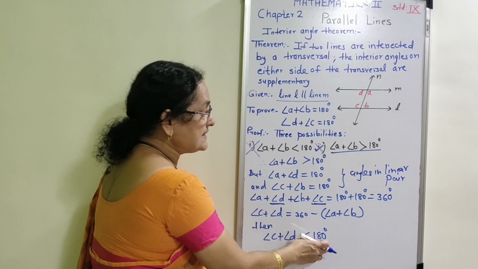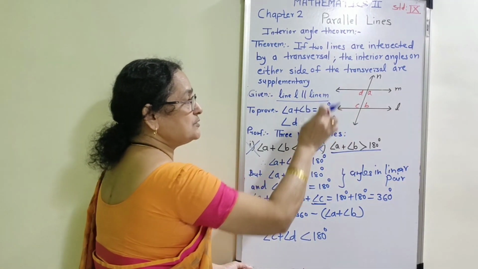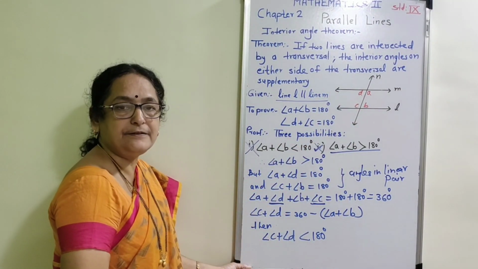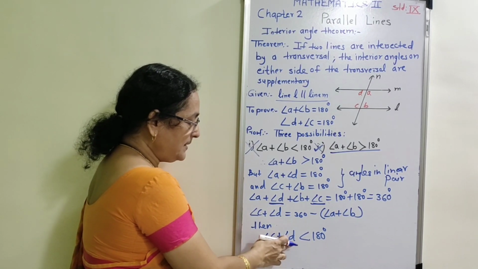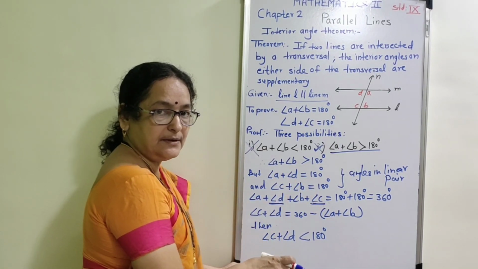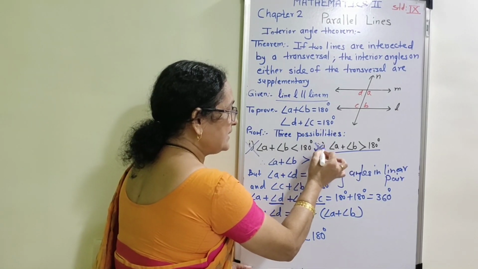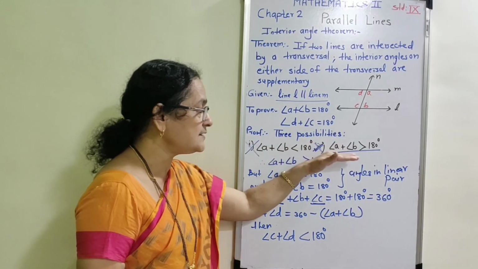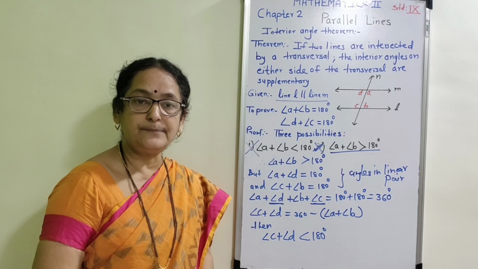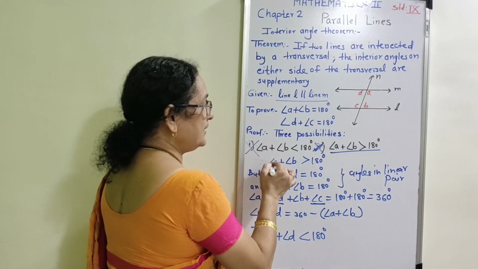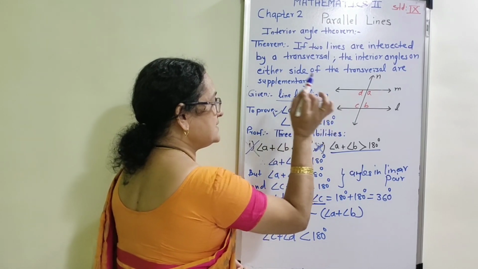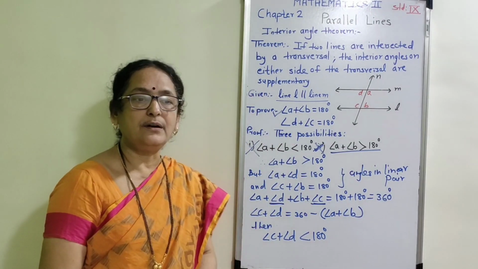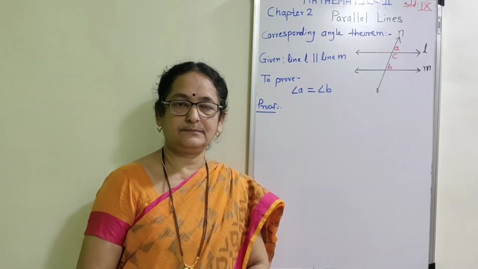If this addition is less than 180 degrees, then also we can easily say that by Euclid's postulate, these two lines intersect each other, and therefore C plus D less than 180 is not possible. It is impossible. Therefore, the second condition is also impossible. Here we have proved that these first two conditions are not possible. Those are impossible, and therefore the third condition, that angle A plus B is equal to 180 degrees, is true. And therefore, we have proved the interior angle theorem.